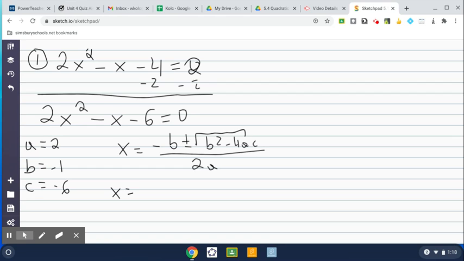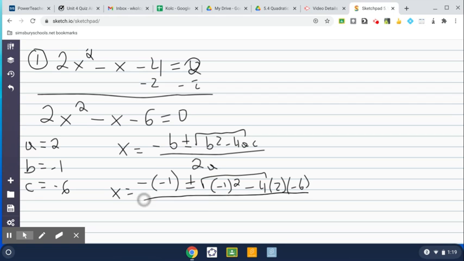So opposite of negative 1, I'm showing all the steps, plus or minus square root of negative 1 squared. This is important that you put the negative 1 in parentheses. Otherwise, you may get a negative answer. Minus 4 times 2 times negative 6, and everything divided by 2a.